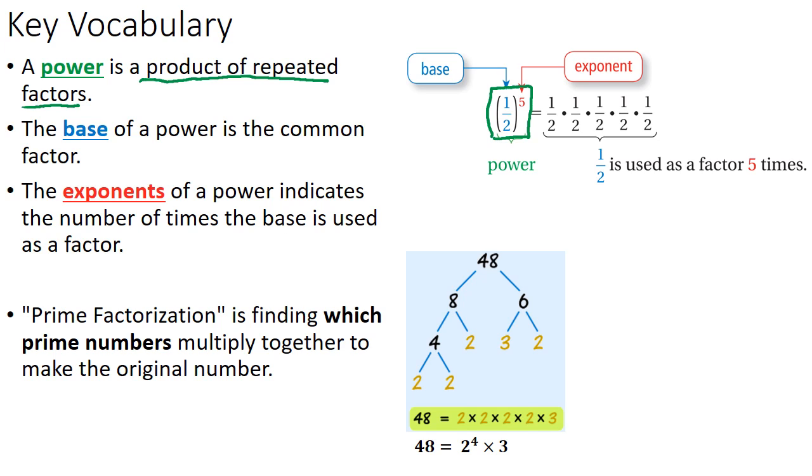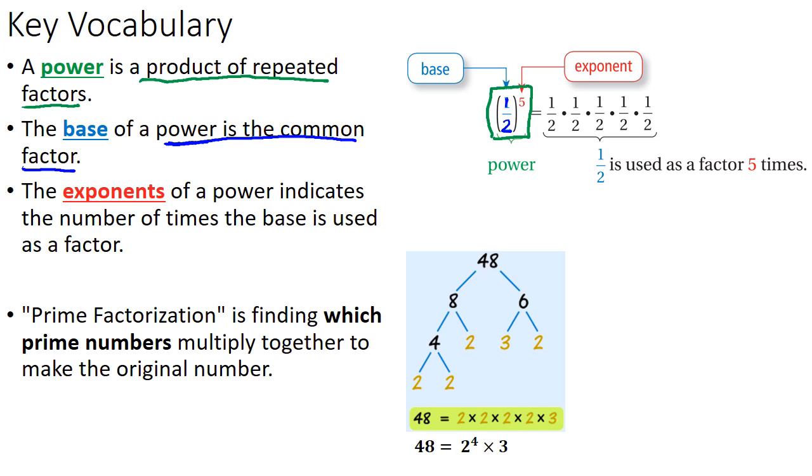When we're talking about our base, the base of a power is the common factor. Okay, it is the common factor. It's that number that we are using to multiply over and over and over again. Okay, so it is this big number, and that is our base. Okay, it is our foundation. It is that factor that we are multiplying over and over again.